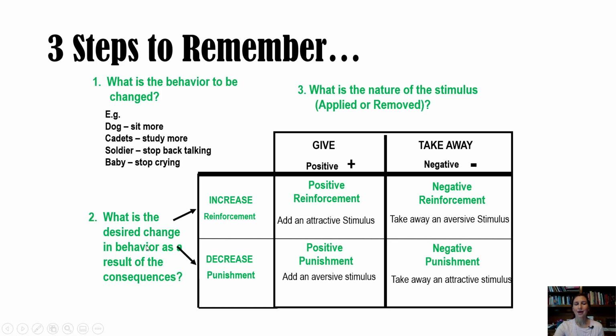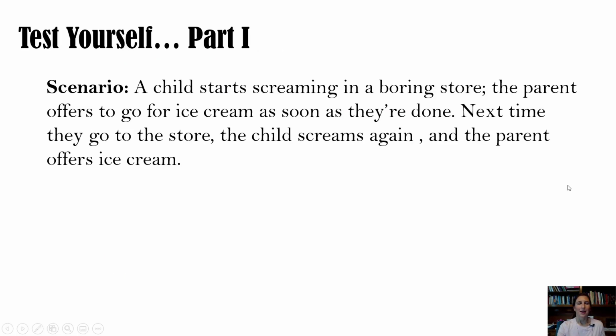And then after the behavior occurs, what is the nature of the stimulus? Does something get added or does something get removed? If something got added, it's positive reinforcement. If something got removed, then it's negative reinforcement. So let's practice these. We have a child start screaming in a boring store. The parent offers to go for ice cream as soon as they're done. Next time they go to the store, the child screams again and the parent offers ice cream.